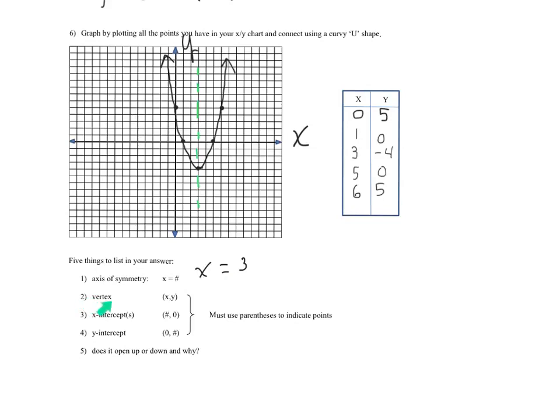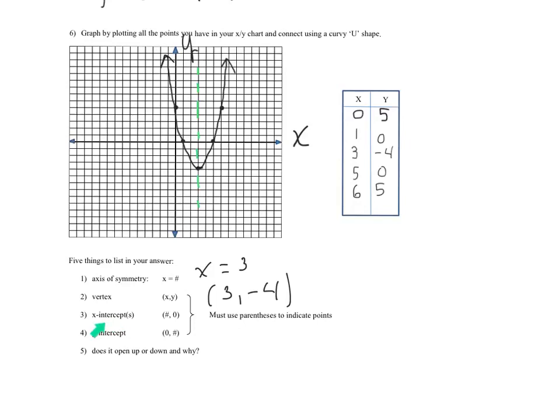So now we've got to write the coordinates of our vertex. Your vertex right here is that low point, and it's right on your axis of symmetry. So this right here, 3, -4, is our vertex. We just need to come down here and state it and put parentheses around it right here to indicate that it's an actual point. So the parentheses are required here. So here is our vertex.